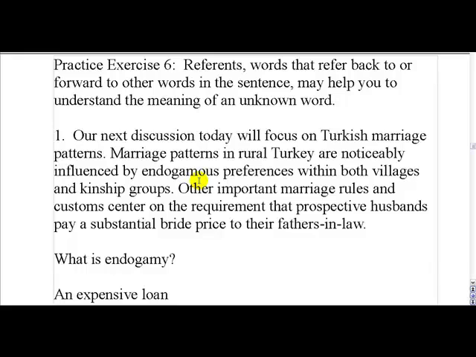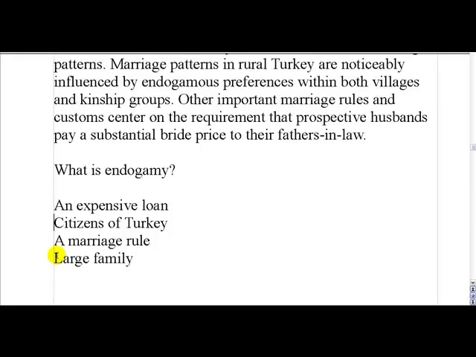So we know that endogamy is a type of marriage rule. Because of that word there, we're going to say that's what this is. So I think it's important to pay attention to this word here. Okay, what is endogamy? An expensive loan, citizen of Turkey, a marriage rule, a large family. Of course, your best answer here is a marriage rule.